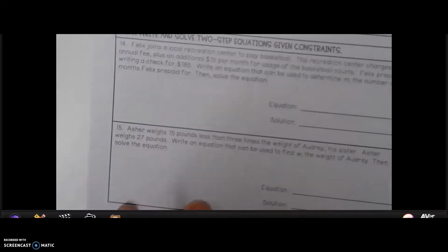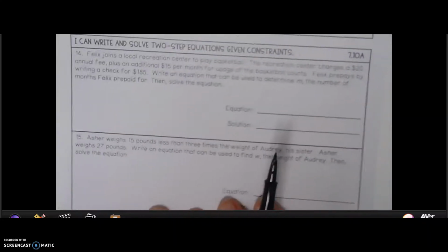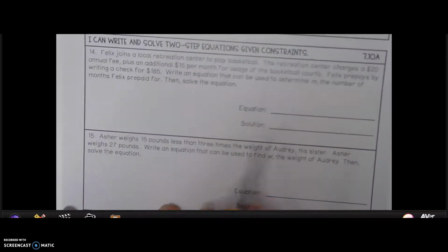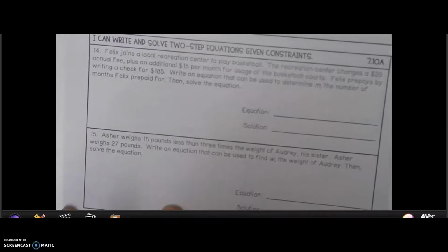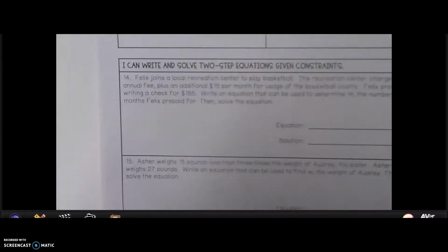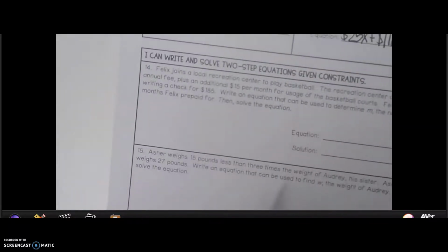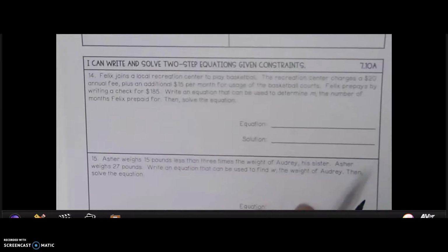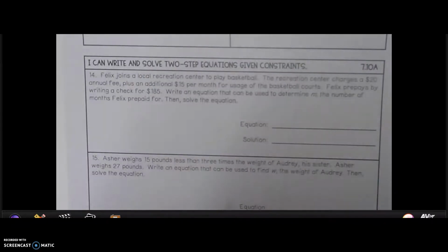So it says Felix joins a local recreation center to play basketball. The recreation center charges a $20 annual fee plus an additional $15 per month for usage of the basketball courts. Felix prepays by writing a check for $185. Write an equation that can be used to determine M, the number of months he prepaid for, and then solve the equation. All right, so let's go through what we know.